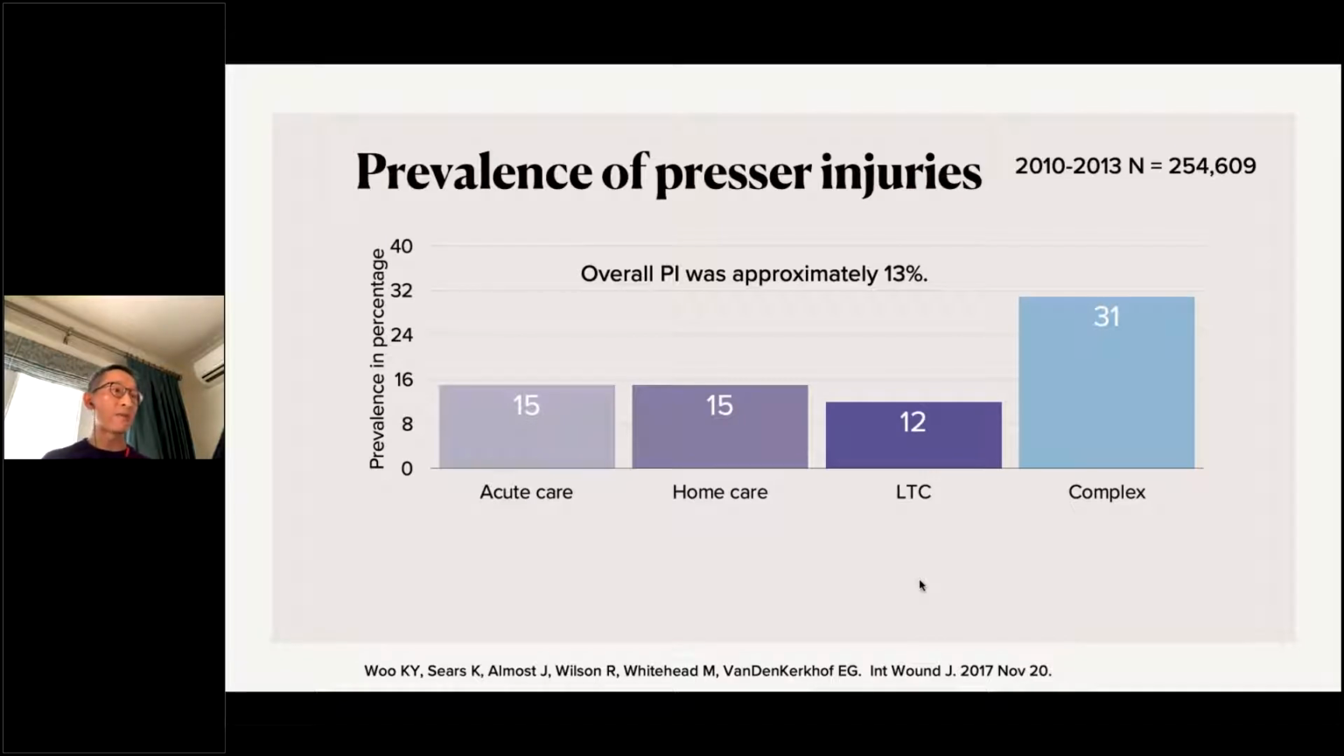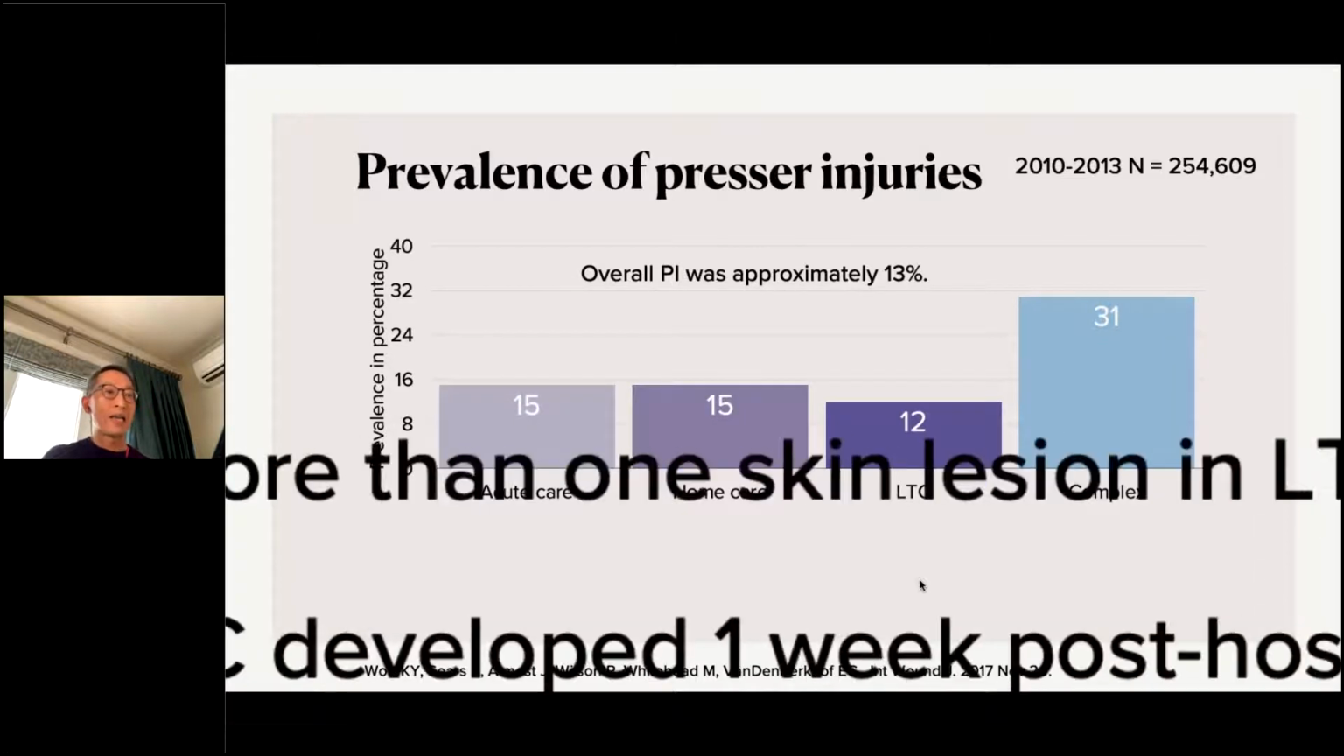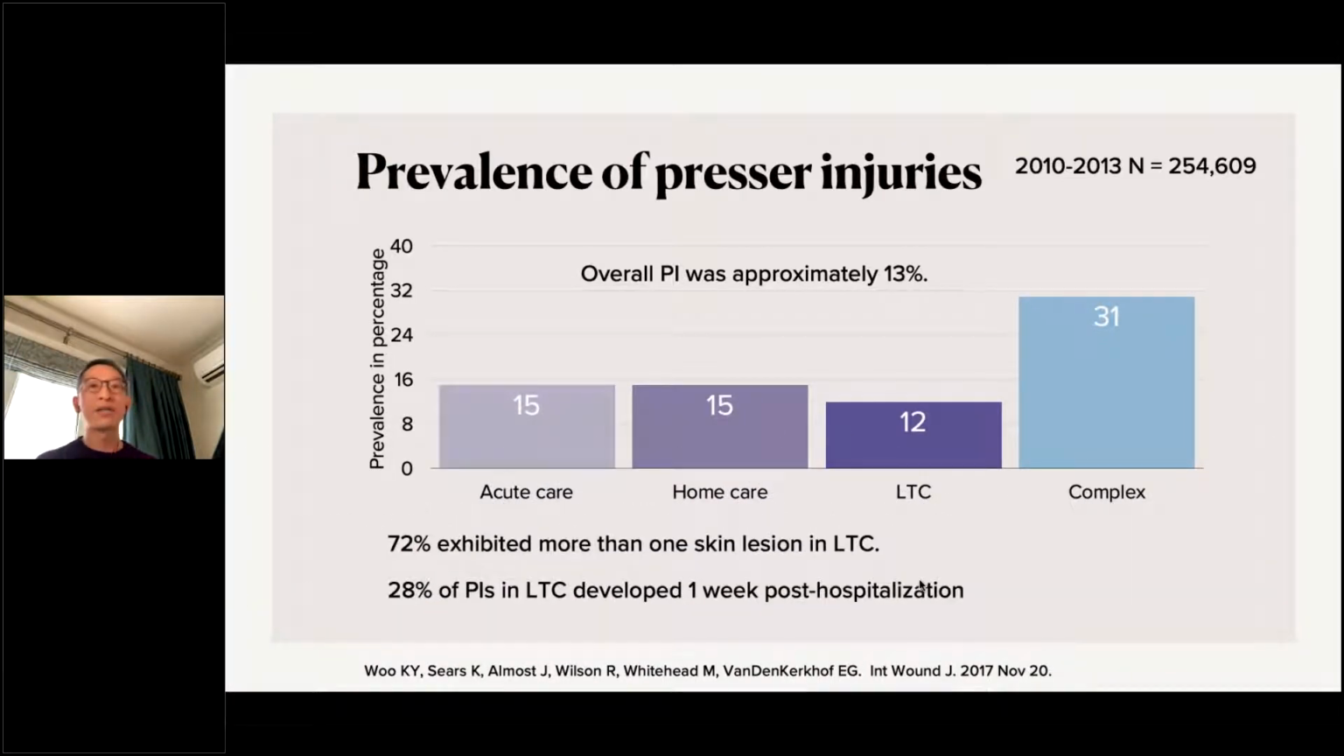We looked at data from acute care, home care, long-term care, and complex continuing care in Ontario. The overall pressure injury rate was about 13%. Much higher in the complex continuing care. I know not all the provinces have complex continuing care. So that's the population that have a lot of complexity of healthcare needs, including feeding tubes.